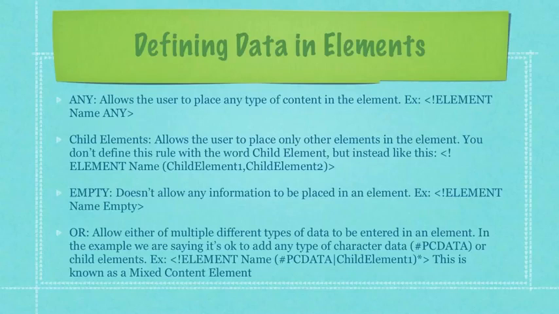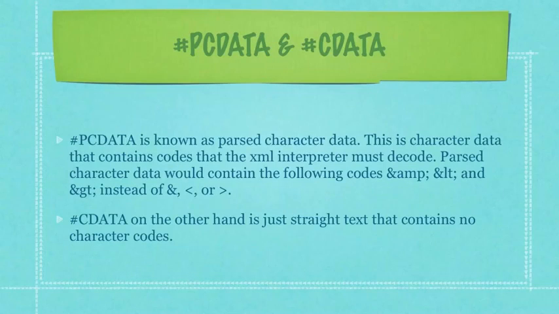This allows either of multiple different types of data to be entered in an element. In the example, we're saying it's okay to add any type of character data with the PCDATA reference or child elements. PCDATA is known as parsed character data. This is character data that contains codes that the XML interpreter must decode. Parsed character data would contain the following codes that I show here in this example instead of the and sign, less than, or greater than. CDATA, on the other hand, is just straight text that contains no character codes.